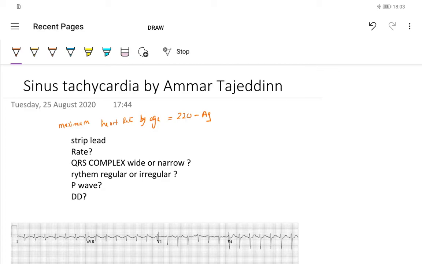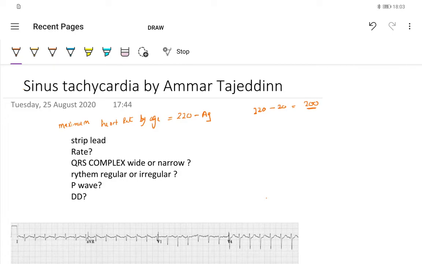Today, the first topic is sinus tachycardia: how to get the sinus tachycardia, how to approach the sinus tachycardia. The maximum heart rate per age is 220 minus the age. For example, if our patient is 20 years old, 220 minus 20 is 200. So the maximum heart rate for a 20-year-old is 200. Above 200, we'll think about other differential diagnoses apart from sinus tachycardia.